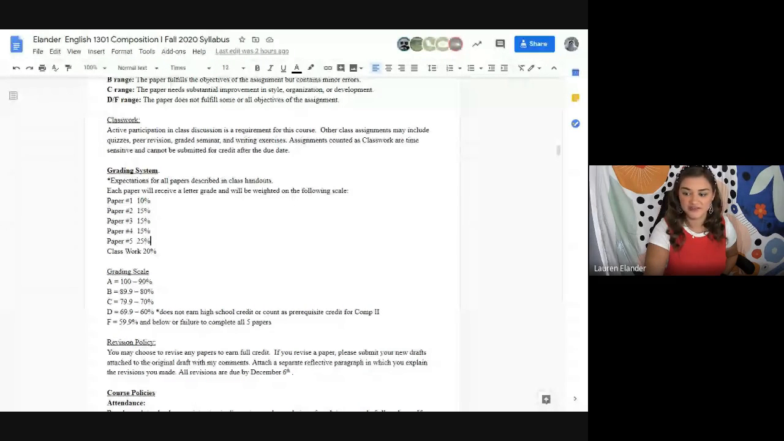That's not because this is that heavy of a weight, but if you're only doing 20% of your classwork, you're not going to be able to write your papers and do the other assignments. So keep that in mind, that this classwork is not a joke, even if it's only one fifth of your grade.